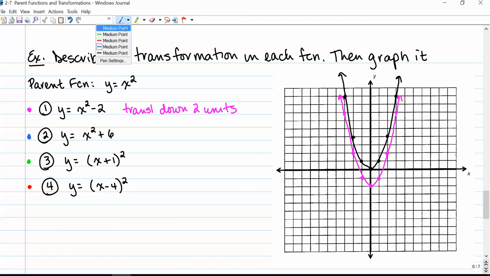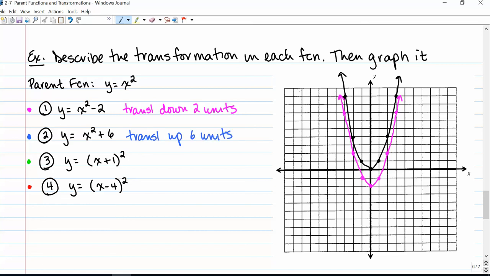Is that right? Is that blue? That's good, that's blue. Okay, now we have y equals x squared plus 6. Well, if a minus 2 outside means down 2, a plus 6 out there means that it's going to be translated up 6 units.